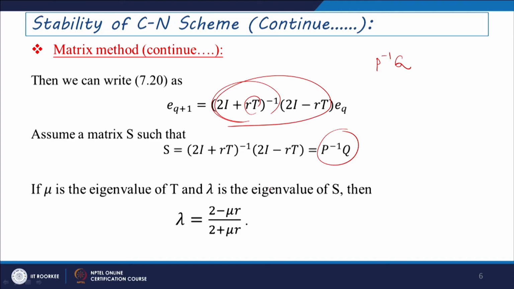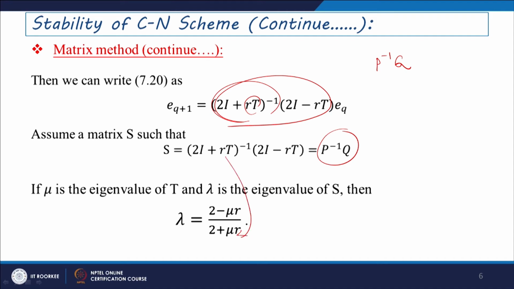RT term means this also takes the tri-diagonal elements, just taking the coefficients. So it can be written in the form of 2 minus mu R, since we are writing these inverse terms there, and that is why it can go to the denominator here.